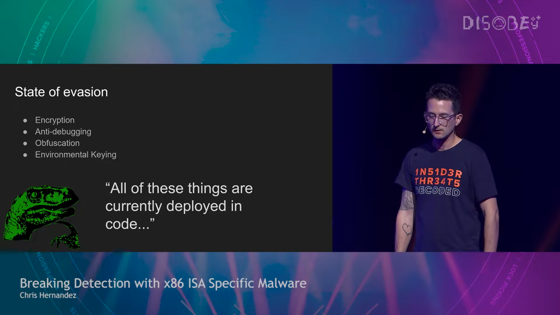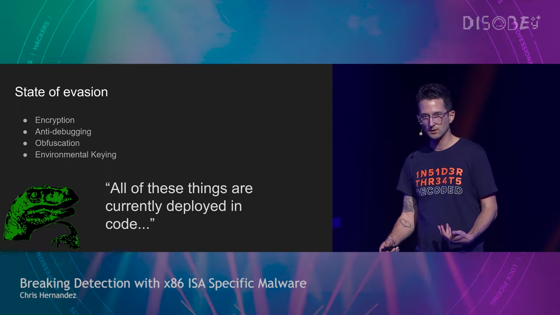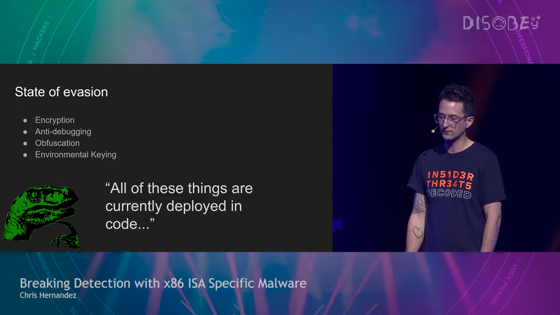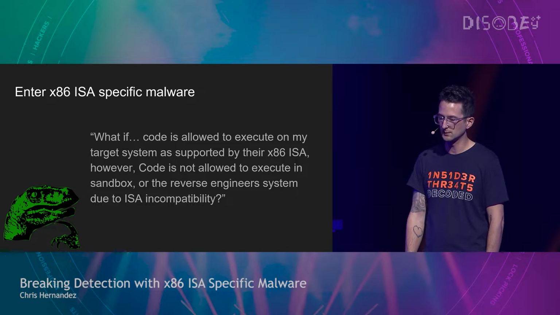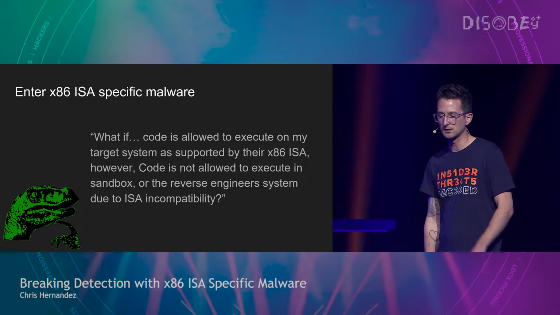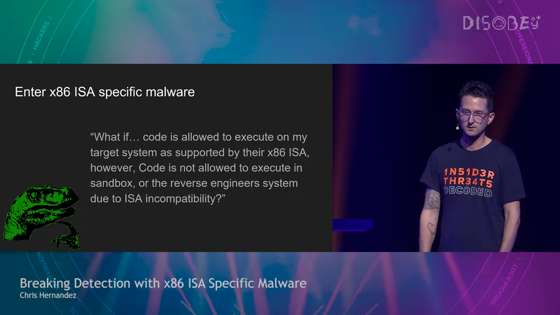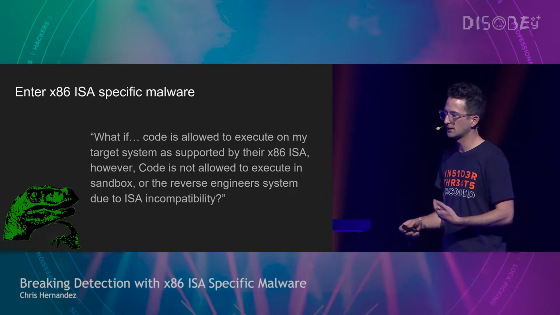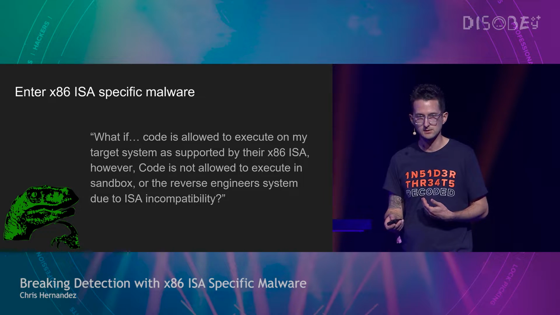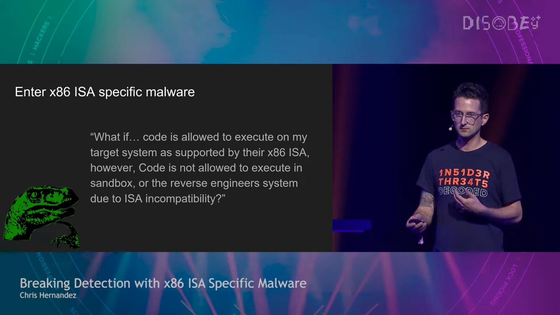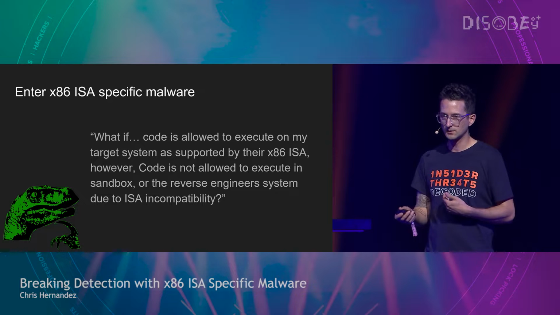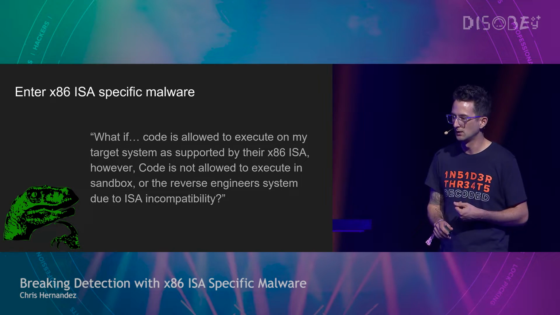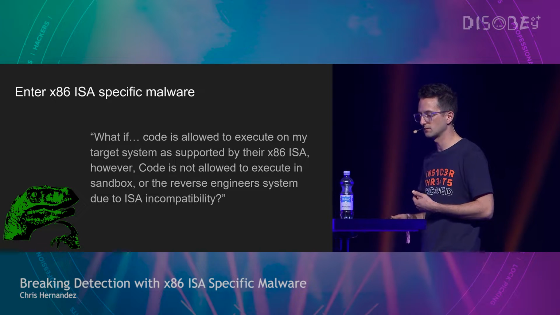And my thought was that all of these things are currently deployed in code. And yes, it's a computer, so you can never fully get away from code, right? Ultimately, it has to execute at some point. And my thought was, what if the code that I'm trying to execute is allowed to execute on my target systems, or specific target systems that I'm interested in, and due to some form of hardware incompatibility, it's not able to be executed on things like the sandbox, or even better, the reverse engineer system.